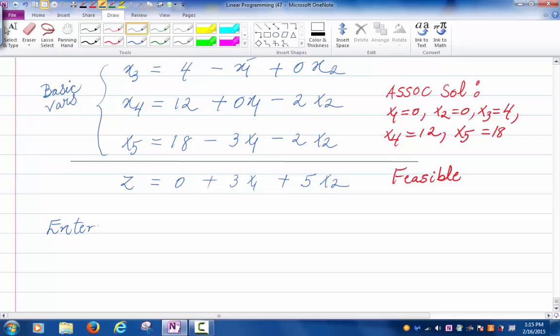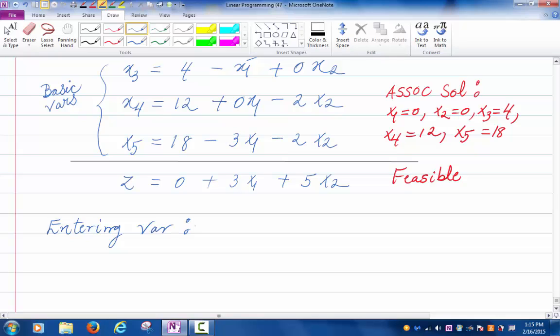Entering variable. Well, how do I choose an entering variable? I look at the row for the objective function and see if there are any variables with positive coefficient. Is there a variable in the row for the objective function with positive coefficient?